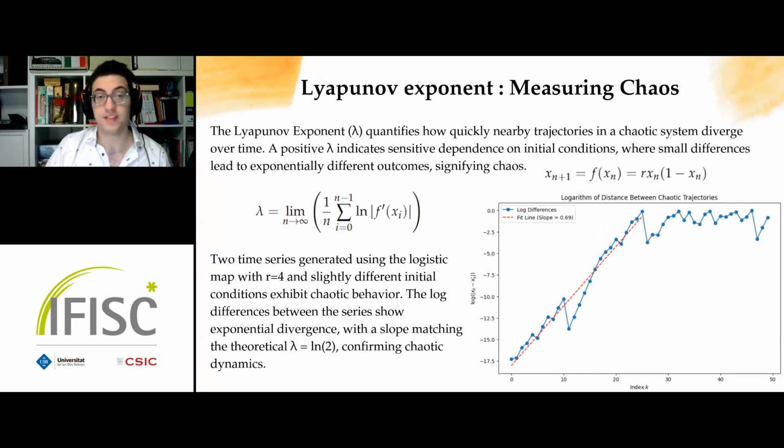Now, the next tool is from dynamical systems: the Lyapunov exponent. We all know that this magnitude quantifies how quickly nearby trajectories in a chaotic system diverge over time. A positive lambda means chaos. This is the formula when n tends to infinity, meaning that the time series is very long, and f prime is just the derivative of the function on the right hand side of a map equation. Here we have a very basic example in which we take two time series generated with the logistic map, which is the equation shown there, with parameter r equal to 4 and slightly different initial conditions. We will see that the log differences between the series show exponential divergence. This confirms the chaotic dynamics, and this is reproduced later.